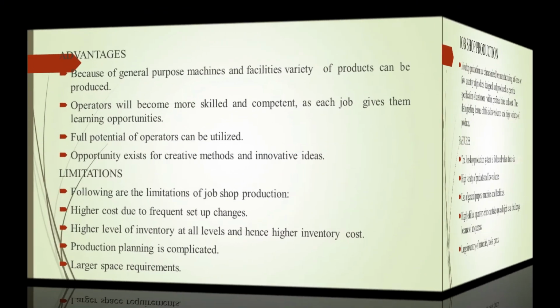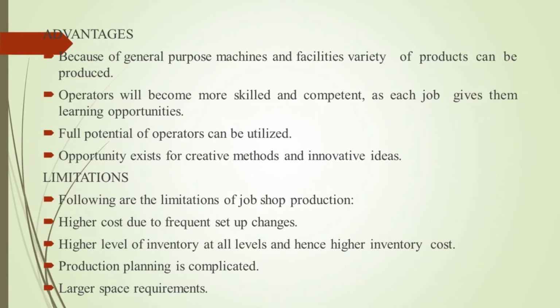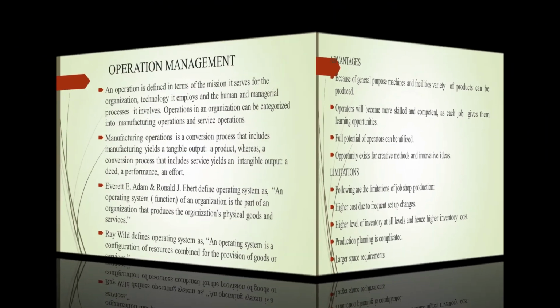The main advantages of job shop production systems are general purpose machines and facilities, and varieties of products can be produced. Operators will become more skilled and competent as each job gives them learning opportunities. Full potential of operators can be utilized. Opportunity exists for creative methods and innovative ideas. The limitations are higher cost due to frequent setup changes, higher level of inventory and hence higher inventory cost, complicated production planning, and large space requirements.